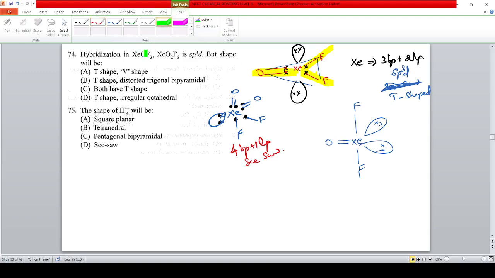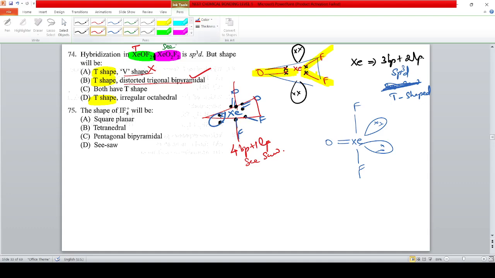The first one is T shaped. The second one is seesaw shaped. First one T shaped, so your answer should be A, B or D. Whether the second one is V shaped, no. Yeah, we can say it is distorted trigonal bipyramidal.